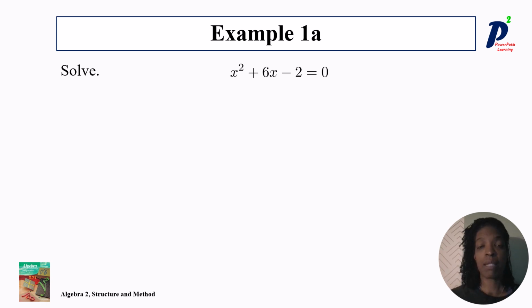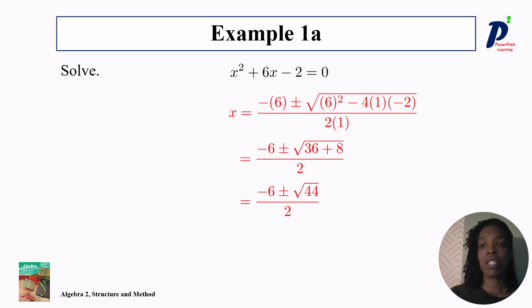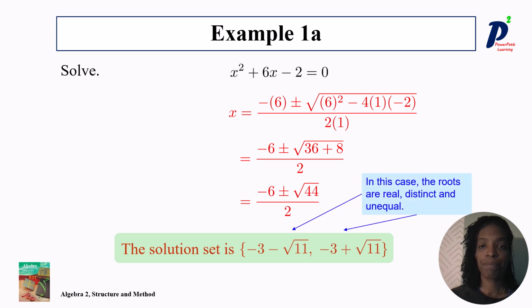To solve x squared plus 6x minus 2 equals 0, all terms should be moved to one side and the other side should equal 0. I'll find my values of a, b, and c and plug them into the quadratic formula. I need to simplify using the correct order of operations and find my solutions, which is negative 6 plus or minus the square root of 44 over 2. This can be further simplified, and we get our solution set of negative 3 plus or minus the square root of 11. Just keep in mind, your teacher may not require you to actually do that last step and split it into two answers, but you should always reduce the numbers within your solution set. Now, in this case, the roots are real, distinct, and unequal.